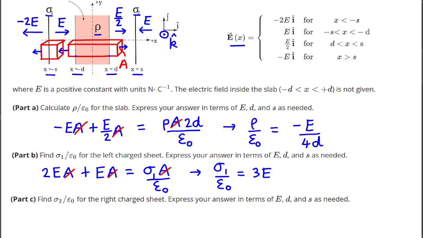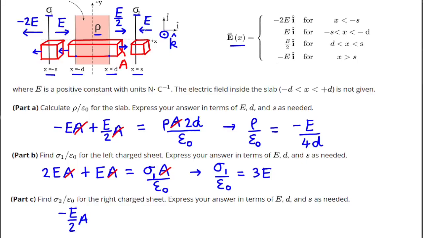And now let's do part C, where we want to find the ratio of sigma 2 to epsilon naught. So again, we can take our Gaussian surface as follows to cut through these two regions. So the flux going through the left surface is negative, because the electric field is in the opposite direction to the normal to the surface, so we get minus E on 2 times A.